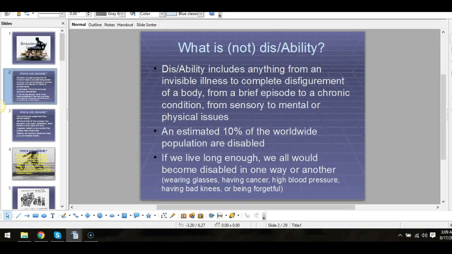An estimated 10% of the worldwide population are disabled, and if we live long enough, we all would become disabled in one way or another. We will be wearing glasses, having cancer, having high blood pressure, having bad knees, or being forgetful.